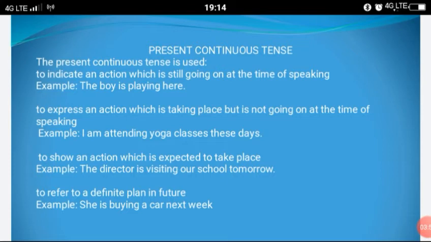We can use this tense to show an action which is expected to take place. For example, the director is visiting our school tomorrow. Or to refer to a definite plan in future. For example, she is buying a car next week.